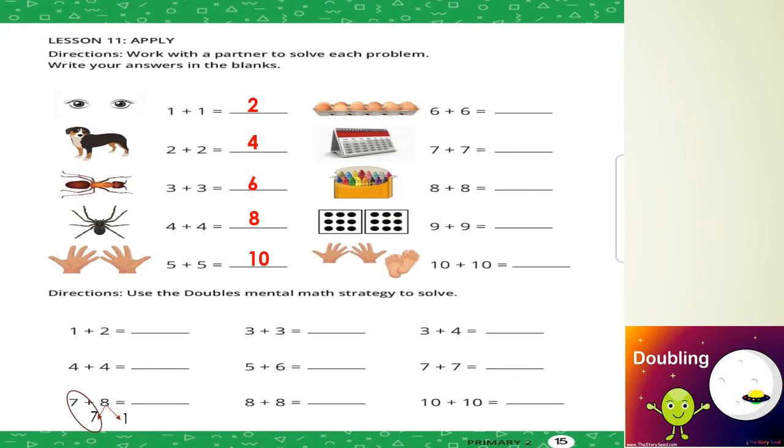7 plus 1 equals 8. Now we will say to 8, bye-bye. Now we have new numbers which are 7 and 1.